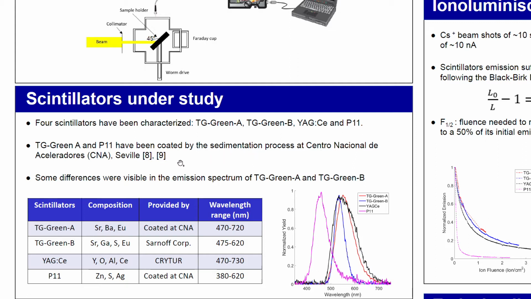This process consists in mixing phosphor powder and adhesive. Then we pour this mix over a metal plate and we create the scintillator.